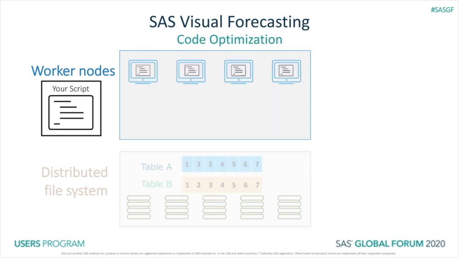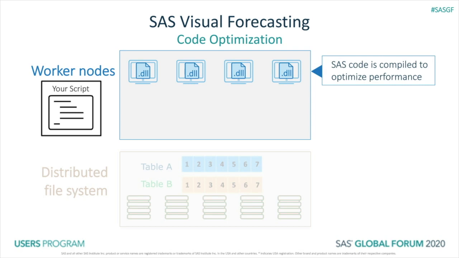So let's go a little bit into the details of the script. The first thing that's going to happen when the worker nodes receive it is they're going to compile the script into machine code so that it's as quick as possible. And that's for the SAS code itself. But as I mentioned, you can now have Python and R code. So how does that work with this system?